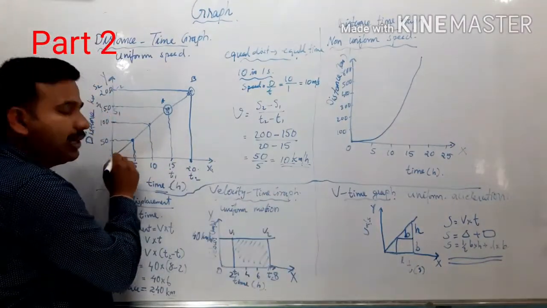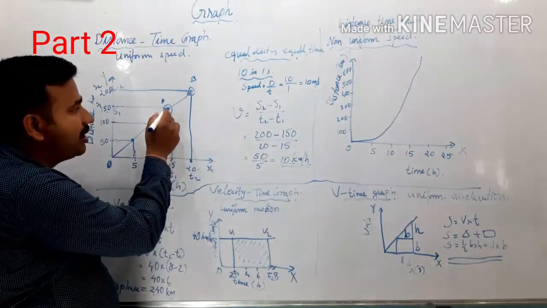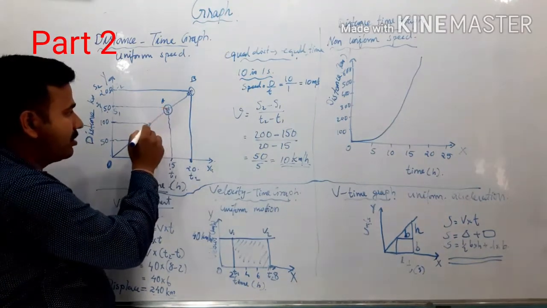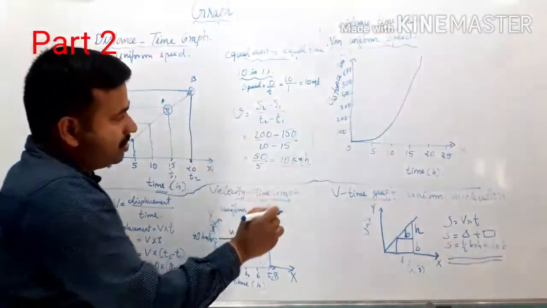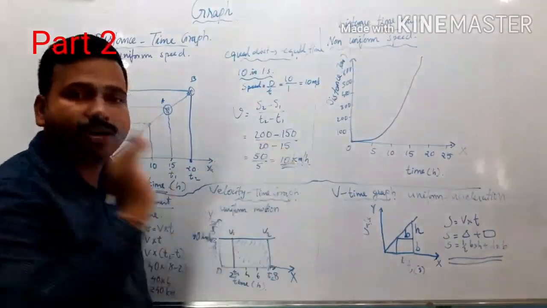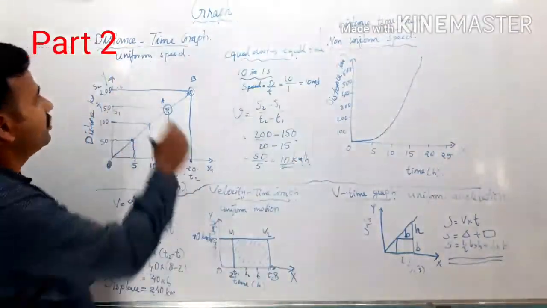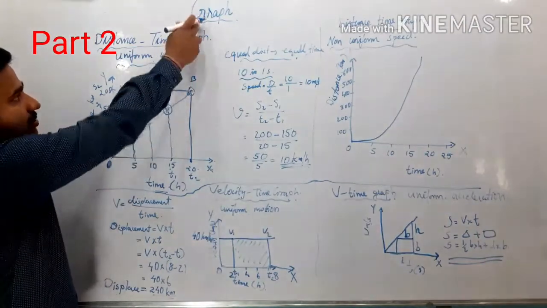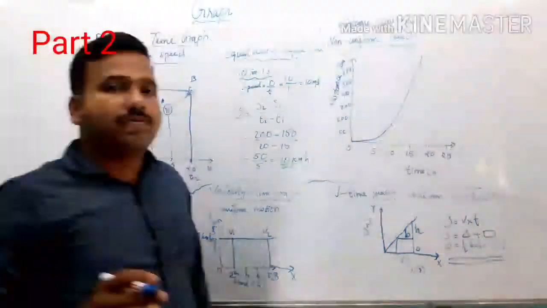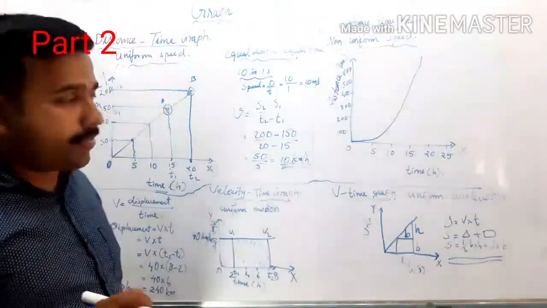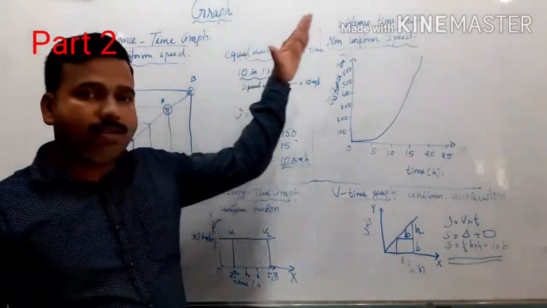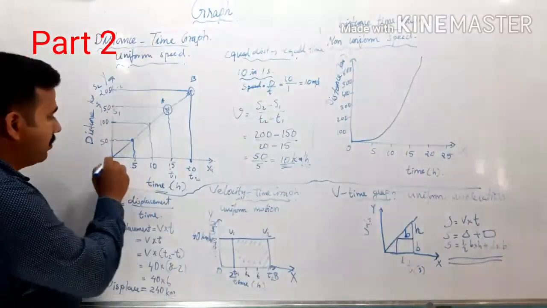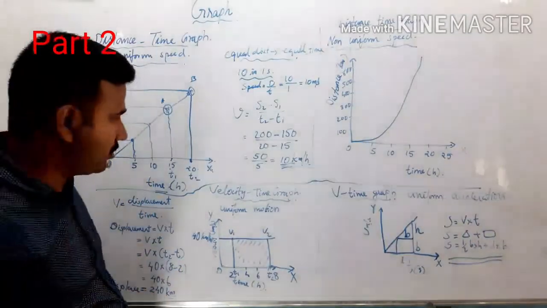The same way you can calculate the speed between these 2 points, or these 2 points. In all these cases you will get the speed remaining the same. So that's why this particular graph is known as the distance time graph for uniform motion. An object traveling with uniform speed will give a straight line passing through the origin.